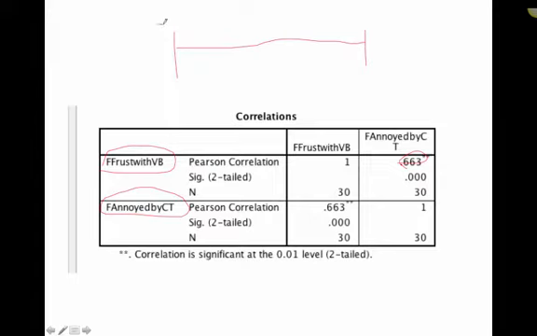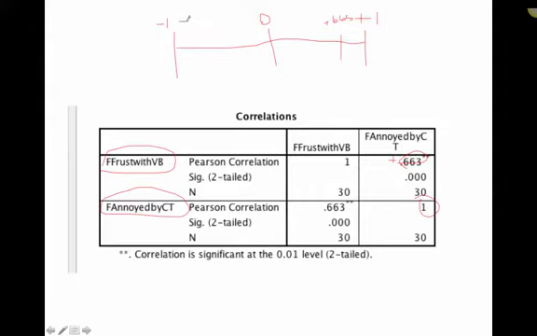Correlations are set up from -1 to +1. These are perfect correlations. This is a perfect correlation because annoyed and annoyed would be the same. You'd have the same answers. 0 is in the center. This one is positive, we pretend there's a plus there. Positive 0.663.